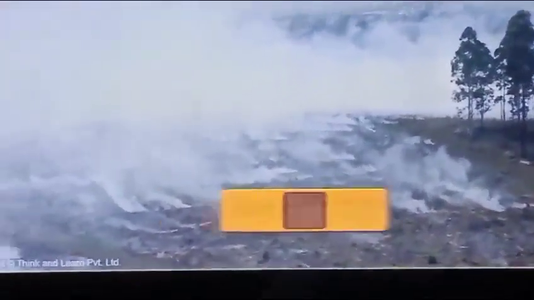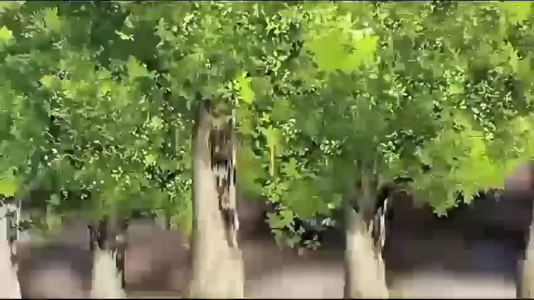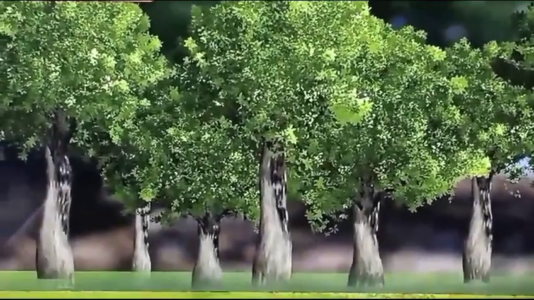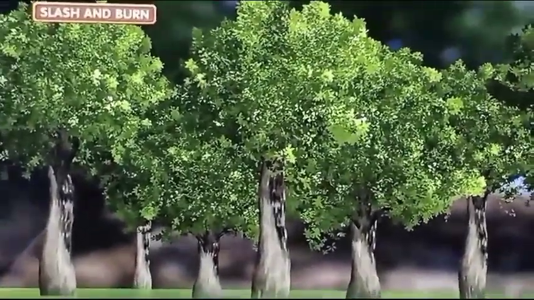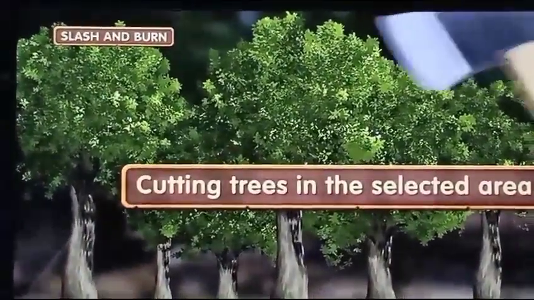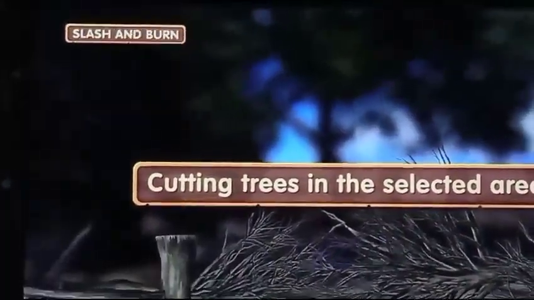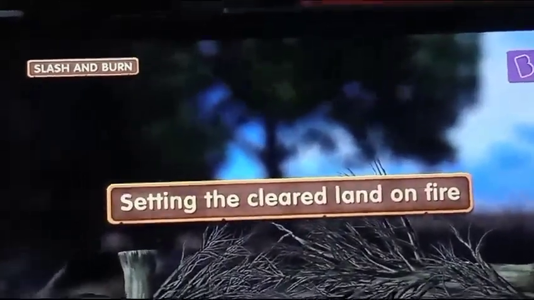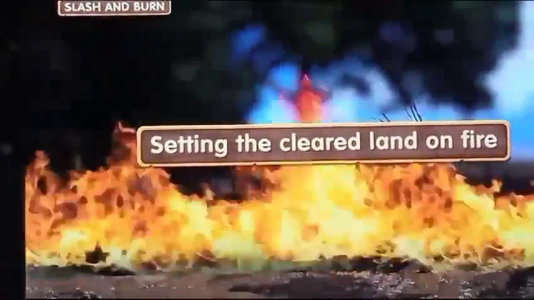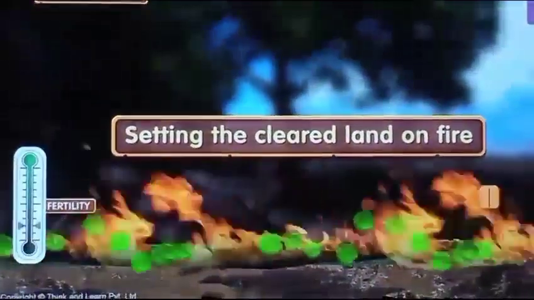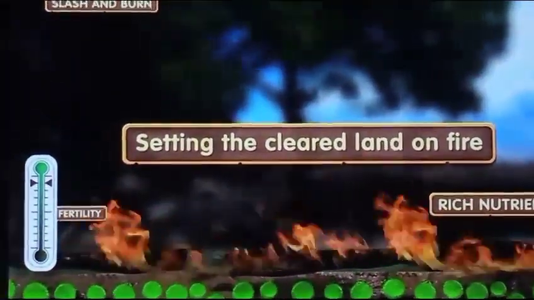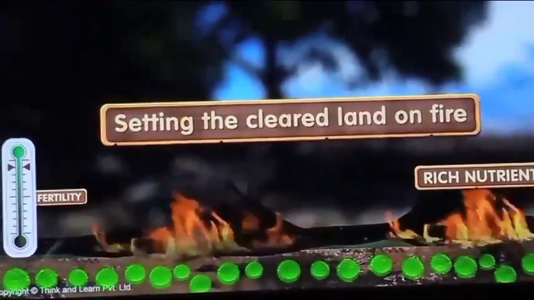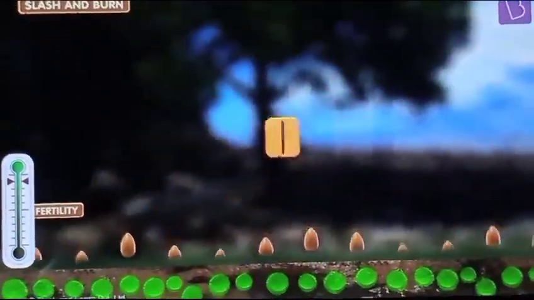For slash and burn cultivation, a patch of land is identified in the forest. The first step constitutes the trees in that patch of land being cut down. The treeless patch of land is then set on fire. Now this releases rich nutrients into the soil, making it fertile and suitable for agriculture. The seeds are sown and the crops are harvested.